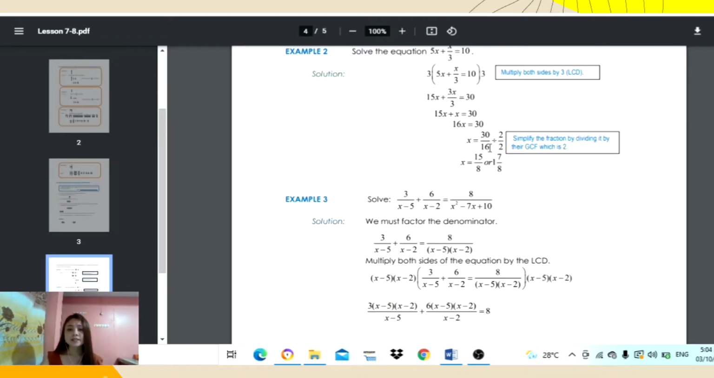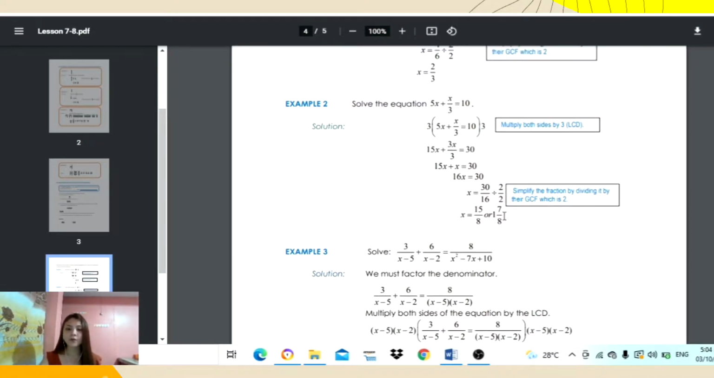Now, since this is not still in a standard form, we have to simplify that one by dividing both the numerator and the denominator by their GCF, or the greatest common factor of 30 and 16. So that's 2. 30 divided by 2, we have 15. And 16 divided by 2, we have 8. 15 over 8, or 1 and 7 over 8.